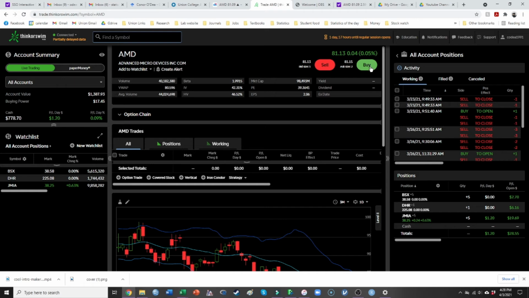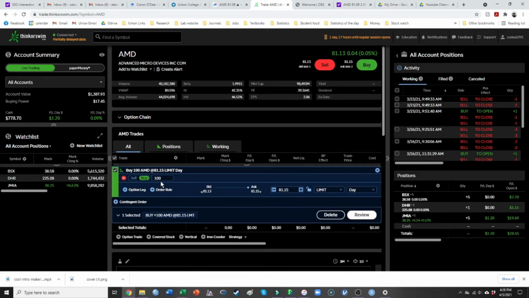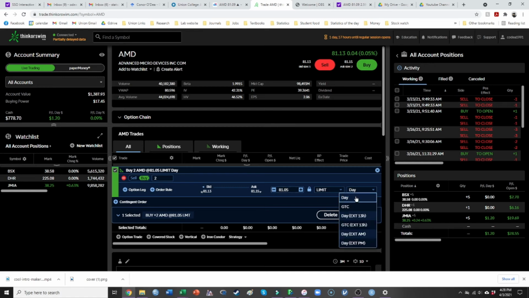So I'm going to come in here to buy, and I'm going to say, okay, I'm going to buy 2 shares because that was what we had decided. And I'm going to do a limit buy of 81.05 was what we were saying. So I'm going to do a limit buy. If it doesn't buy, who cares? There's always another trade. But I do a limit buy, I say good till canceled. So it's going to say if the price opens or goes below 81.05, I'm going to go ahead and buy that.